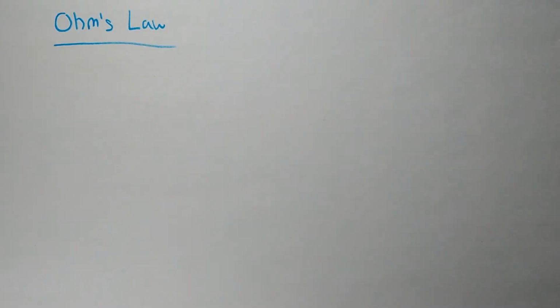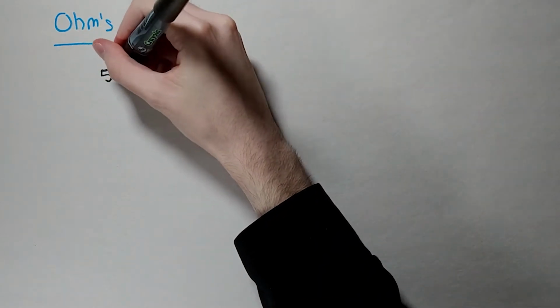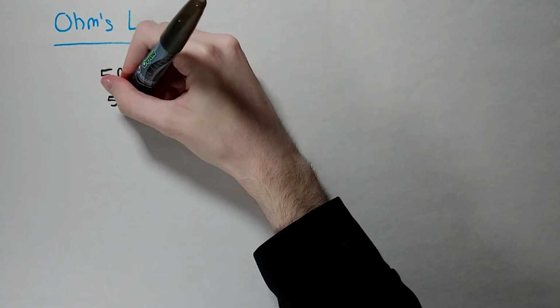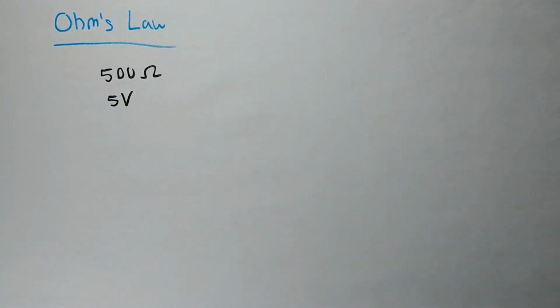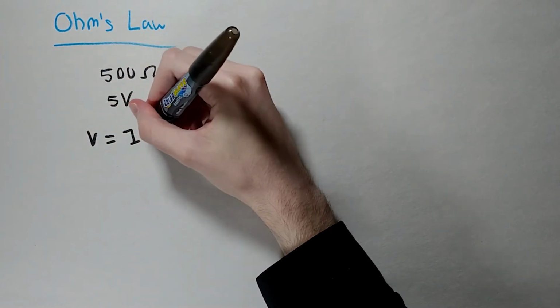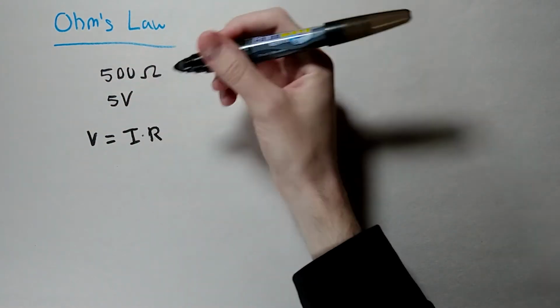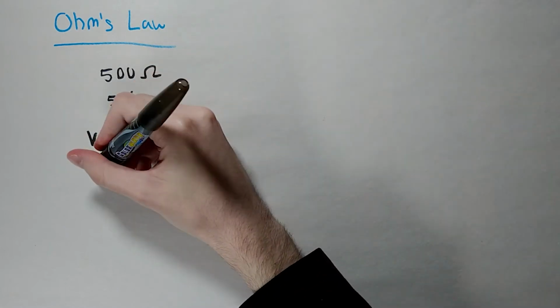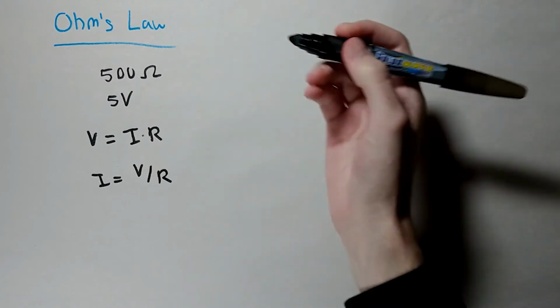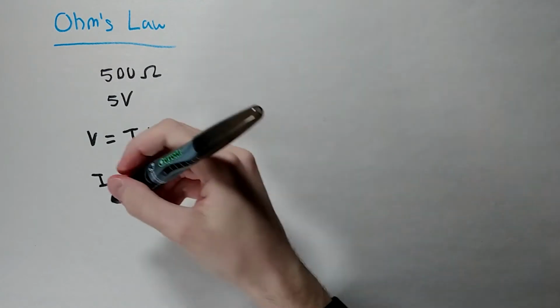The best way to learn how to use Ohm's law will be through an example. So we have a 500 ohm resistor, and we're going to have a 5 volt power source. We can ask how many amps are going to flow through this resistor with that criteria. What we do is we start with Ohm's law, V = IR. Reorient Ohm's law into I = V / R with some algebra. Now we plug in what we know.